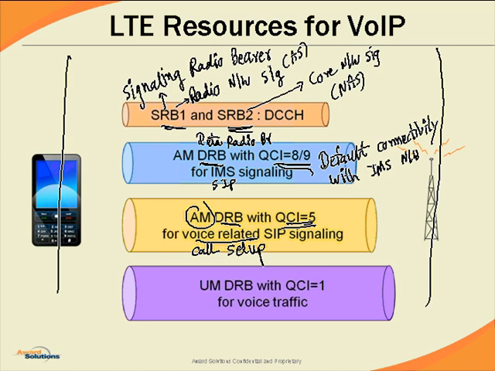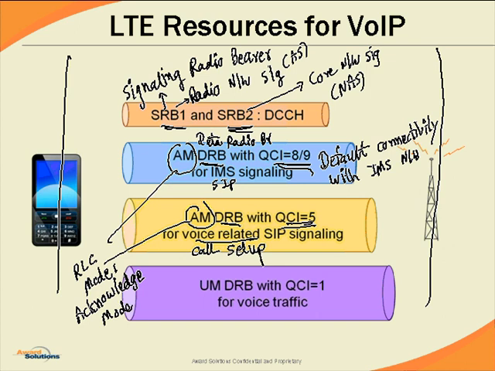AM is just RLC mode, radio link control mode, acknowledge mode, meaning we will do retransmission at the RLC layer if required. Okay. So acknowledge mode data radio bearer for signaling messages. And then we have unacknowledged mode RLC for the actual voice over IP traffic, and that would be related to QCI number 1.